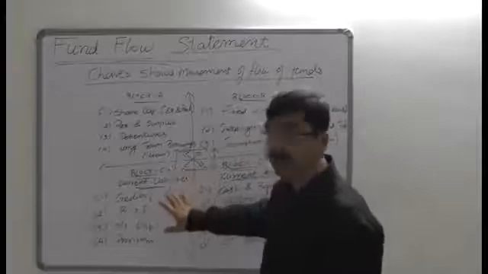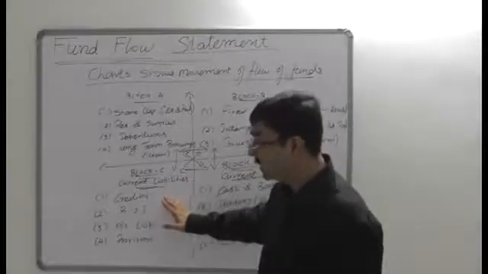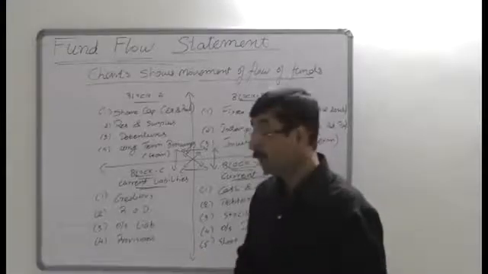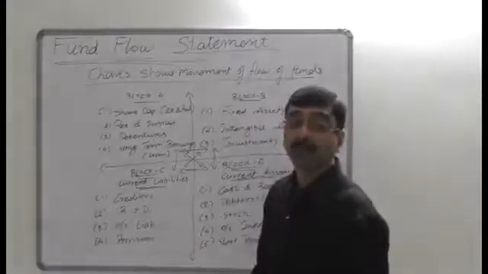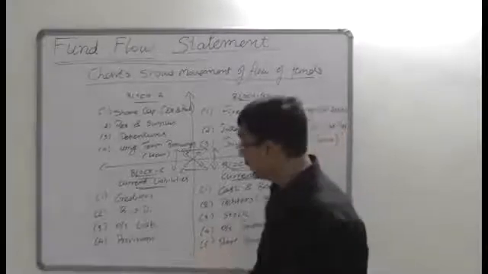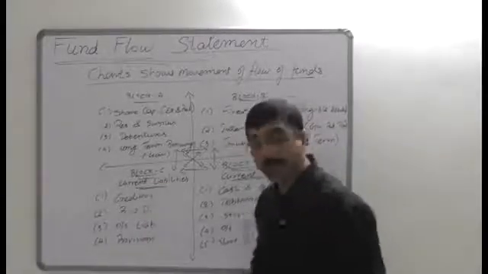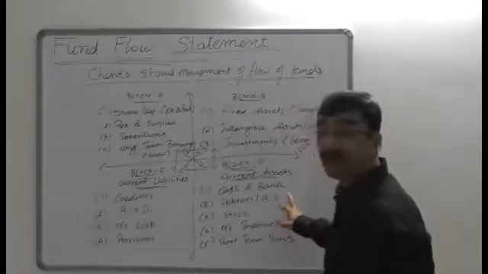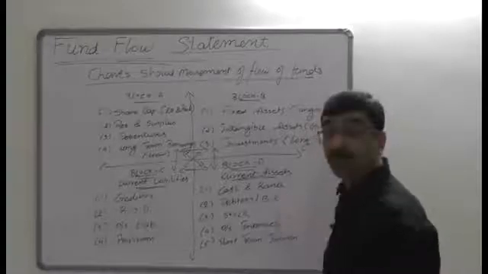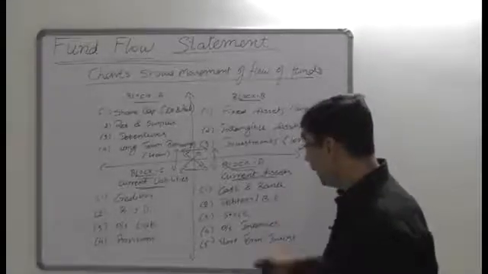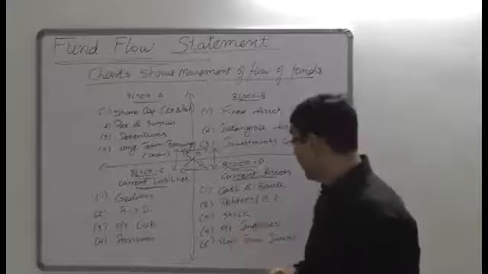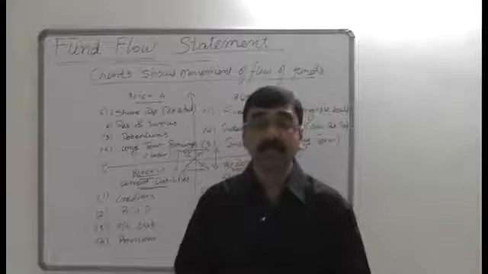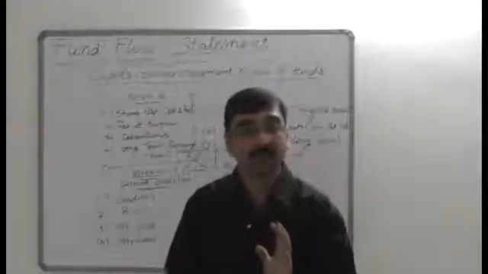Block C carries current liabilities. Current liabilities include creditors, bank overdraft, outstanding expenses or any amount of provisions made regarding future expenses. So all this is included in current liabilities. And the current assets, that is the 4th block, include cash and bank balance, debtors, bills receivable, stock, incomes, outstanding incomes and short-term investments. Then these things are considered under the chart of flow of funds.